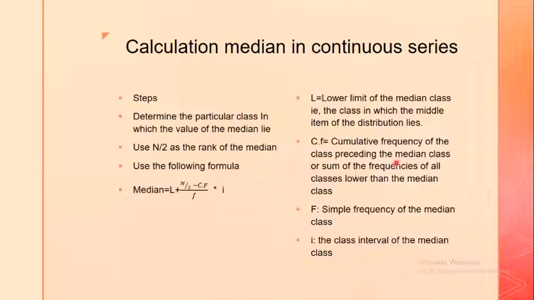You have to be very careful with this cumulative frequency when you select it: it is the sum of the frequencies of all the classes lower than the median class. What is f? f is simply the frequency of the median class. Then i is the class interval of the median class. Now let's have a look at a problem, then you will understand the steps more clearly.